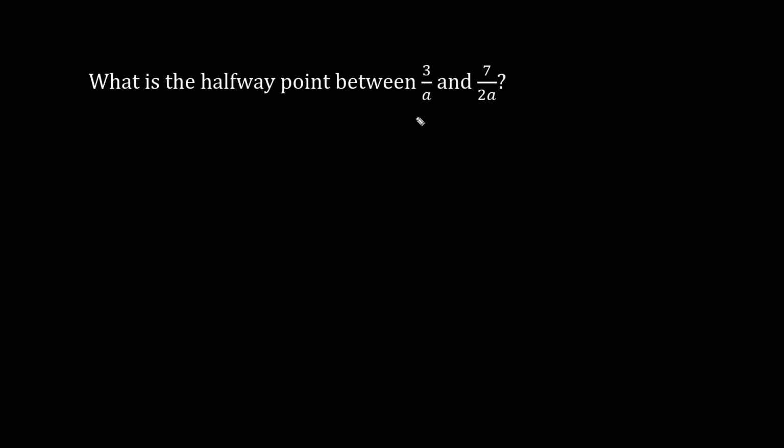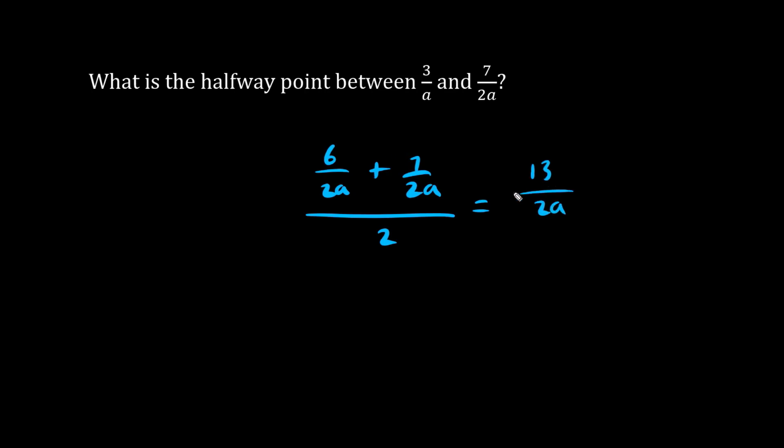Let's now find the halfway point between these two values. Again, we add them and divide by 2. The first term, if we multiply top and bottom by 2, we have 6 over 2a, and the second value is 7 over 2a. We add them and divide by 2. We have the same denominator, so we write 2a. 6 plus 7 is 13. And we're going to divide by 2, which is equivalent to multiplying by 1/2. So we have 13 over 4a as the halfway point.